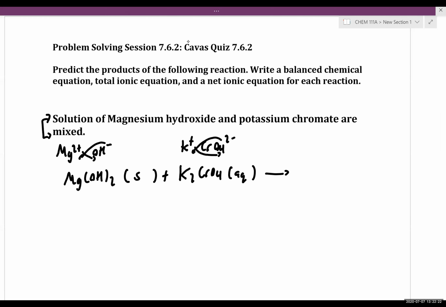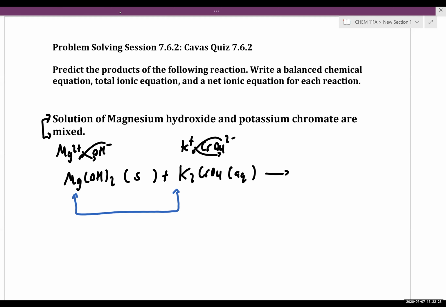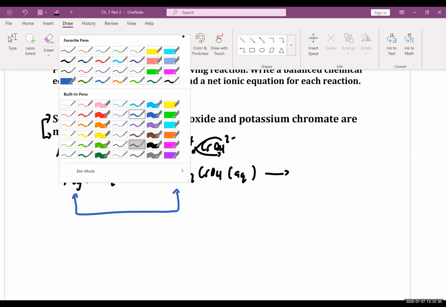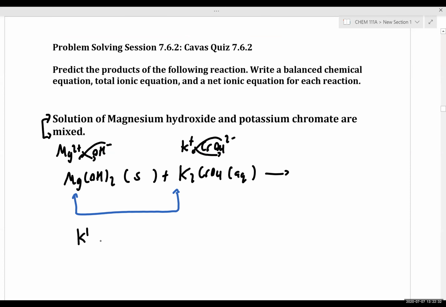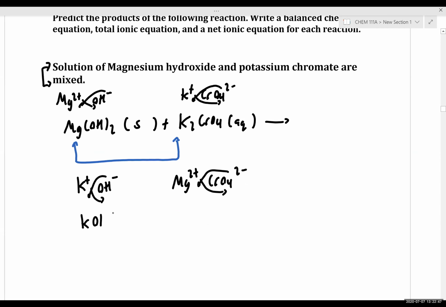Now, to predict the formulas of our products, we're going to try to cross our cations. And we're going to write the formula of the ionic compounds formed by crossing each of our cations with each of our anions. Okay, so let's cross our charges. And that in turn gives us potassium hydroxide and magnesium chromate.